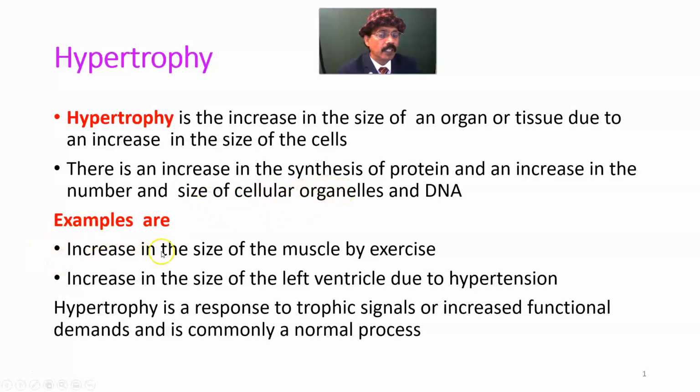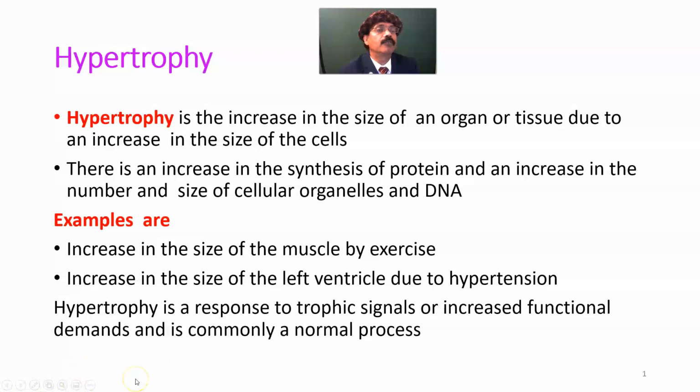Examples of hypertrophy: increase in the size of the skeletal muscle by physical exercise, increase in the size of the left ventricle due to hypertension or maybe due to aortic stenosis, aortic incompetence. Left ventricle is hypertrophied because of hypertension. In hypertension, there is excessive peripheral resistance. The blood vessel has lost elasticity. So the left ventricle has to work more than usual. That's why it is a compensatory hypertrophy.